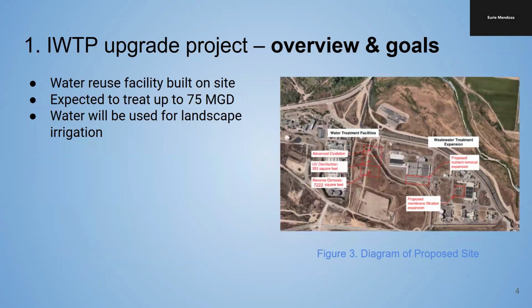The overall goals of the project include the expansion of the wastewater treatment plant to treat up to 75 million gallons of wastewater per day. An advanced water treatment plant will be built on site to directly treat wastewater up to standards to be used for landscape irrigation. The water treatment train will also include reverse osmosis, UV disinfection, and an advanced oxidation system.